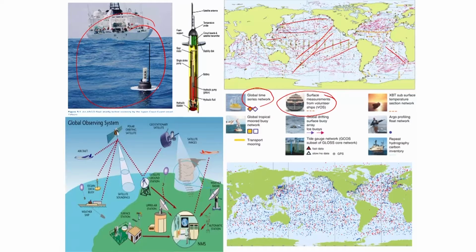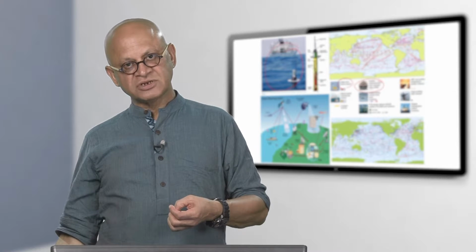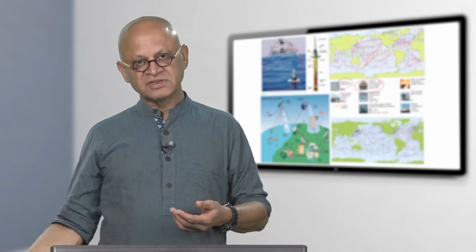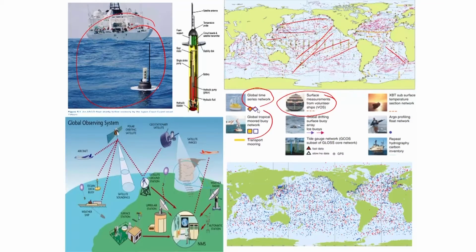All of them are equipped with some kinds of instruments, or what are called expendable bathythermographs and so on, which they just throw overboard. It's a coil that unwraps and measures temperature as it goes down to 500 meters, sometimes more than that, and so on.